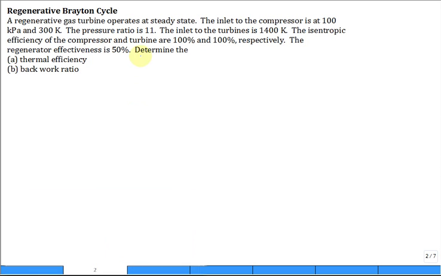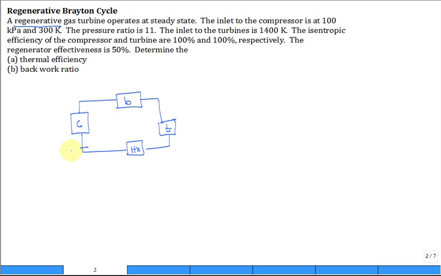Here's a problem, and the problem is that you have a regenerative gas turbine that operates at steady state. Well, what do they mean by regenerative gas turbine? Make a sketch of a traditional turbine. So you have a compressor, then a combustor, or what I'll call a burner, then come out to a turbine, and then you have a heat exchanger in which you close the loop, and that would be the standard Brayton cycle. So state 1, state 2, state 3, and state 4.